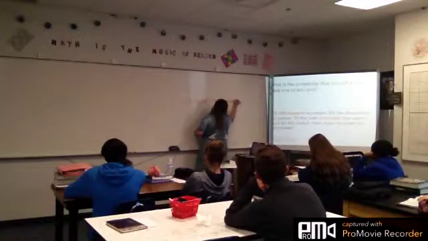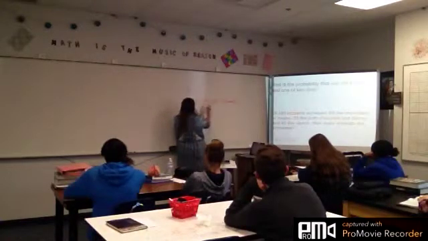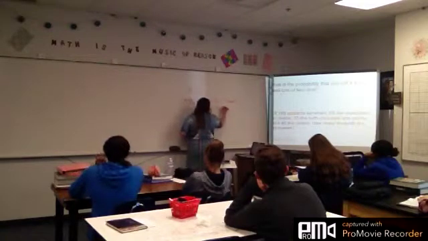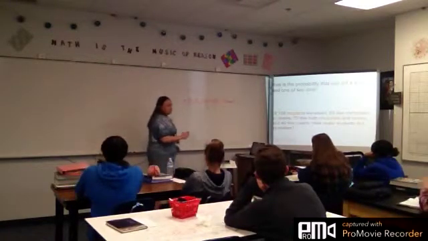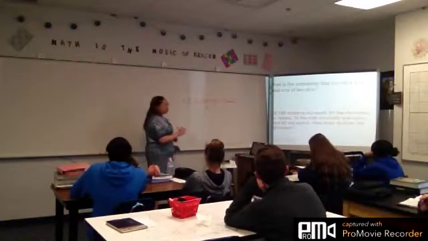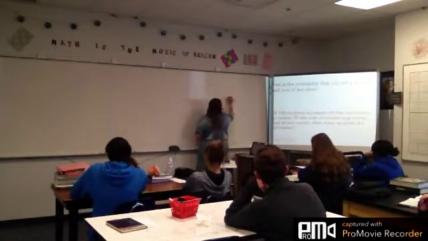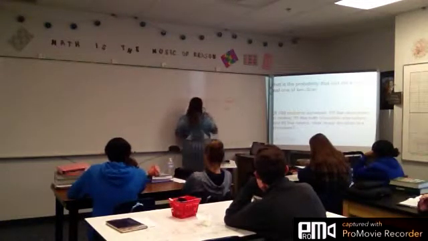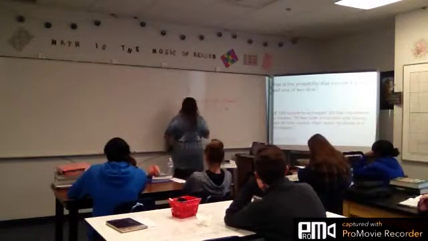A and B. What's the probability of A? 1/6. What's the probability of B? 1/6. What is the probability of A and B? 1 over 36. Because you would do 1/6 times 1/6, right? Yeah, you just multiply straight across. And you get 1/36.